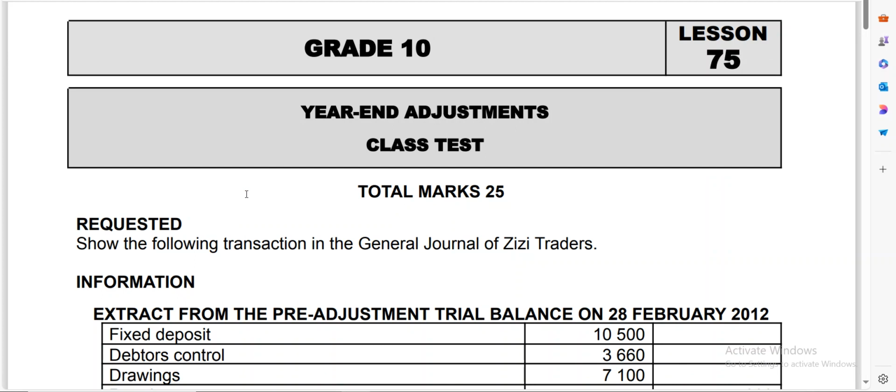In this lesson, we're going to be looking at the year-end adjustment. It is a class test from our lesson notes, but I'm just going to explain so that you guys can understand much better.